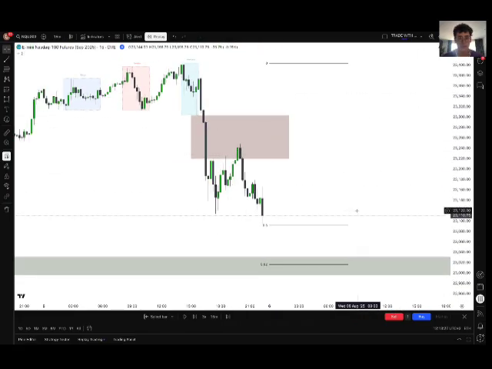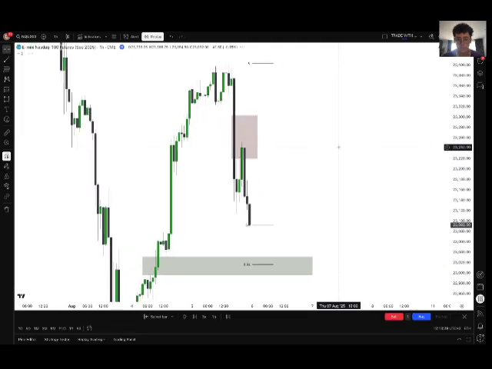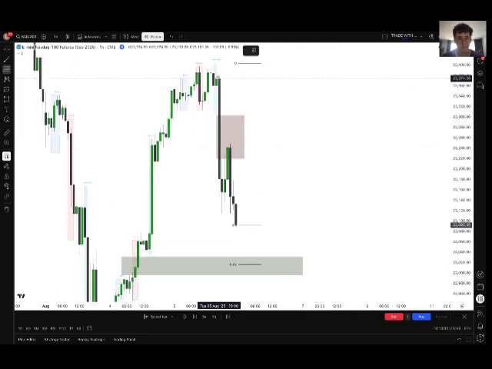If I draw the 1 hour candle, because this was the last displacement candle, we can see that we retraced inside the 1 hour gap and we hit the equilibrium of the range. So that's something which I wanted to see.